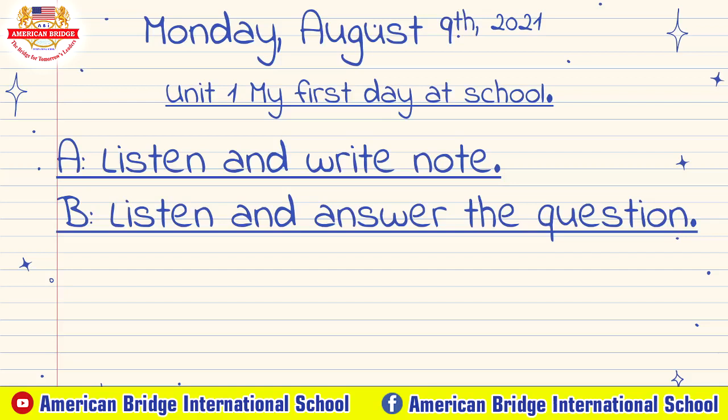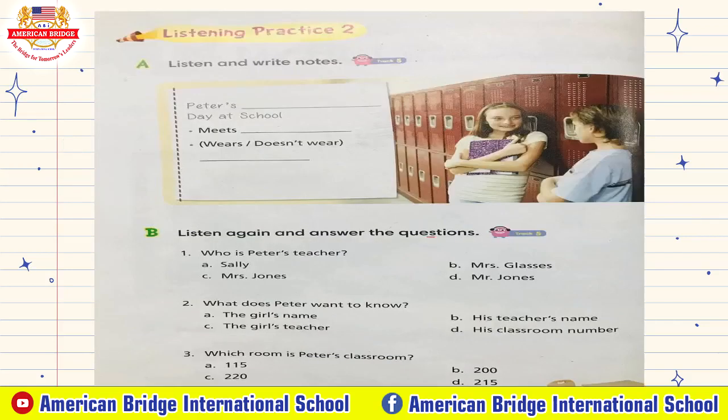Let's move on with the teacher all together. Open the book on page 8, where we focus on listening practice 2. You need to practice your listening and complete the two exercises: exercise A, listen and write notes, and exercise B, listen again and answer the question. In the first picture, you can see two kids talking to each other, one boy and one girl. What do you think they are talking about?